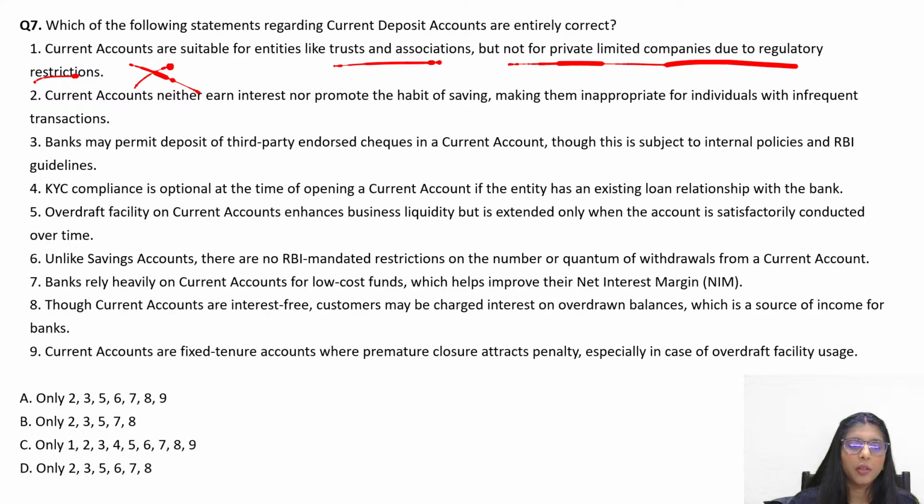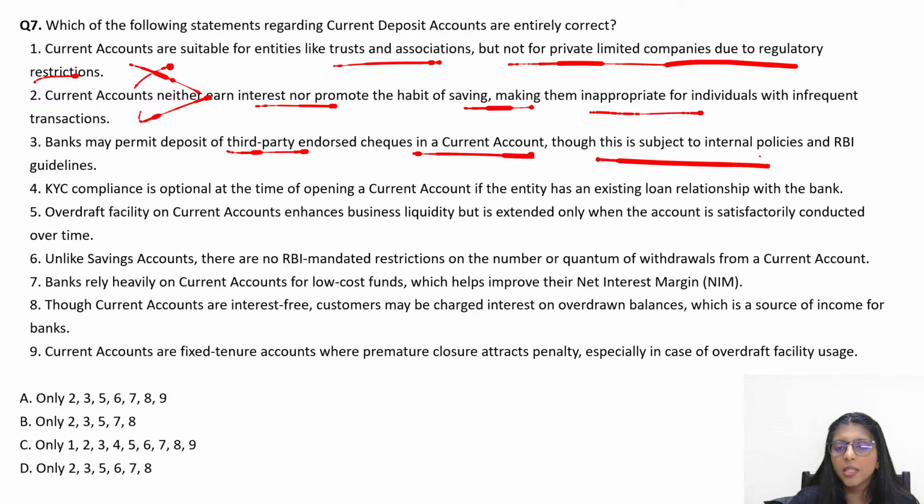Current accounts neither earn interest nor promote the habit of saving, making them inappropriate for individuals with infrequent transactions. Yes, correct. Banks may permit deposit of third-party endorsed cheques in a current account, though this is subject to internal policies and RBI guidelines. Yes, correct. KYC compliance is optional at the time of opening a current account if the entity has an existing loan relationship with the bank.